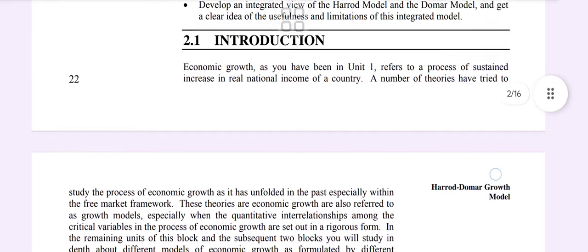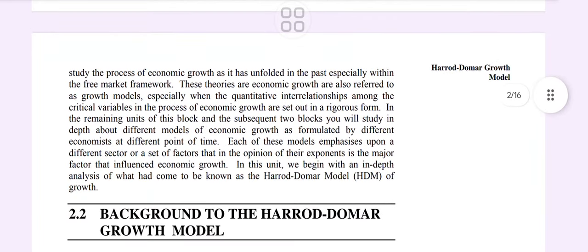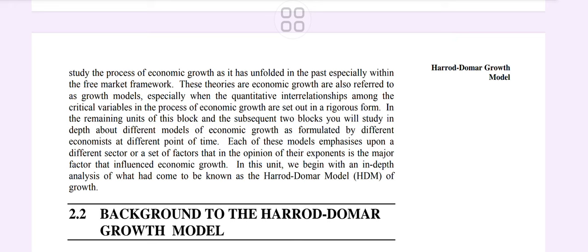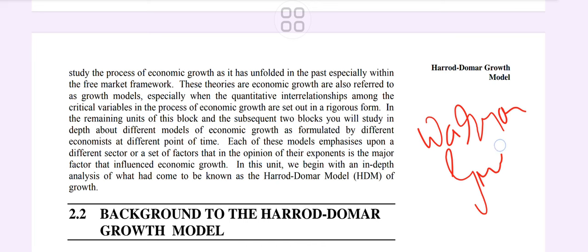So economic growth: a number of theories have tried to study the process of economic growth, and how it has unfolded in the past, especially within the free market framework. These theories of economic growth are also referred to as growth models, especially when the quantitative interrelationship among the critical variables in the process of economic growth is set out in a rigorous form. You will learn there are two formulas which are very important: GW CR equals to, and GC equals to. There are concepts like warranted growth, normal growth, all these things are there.